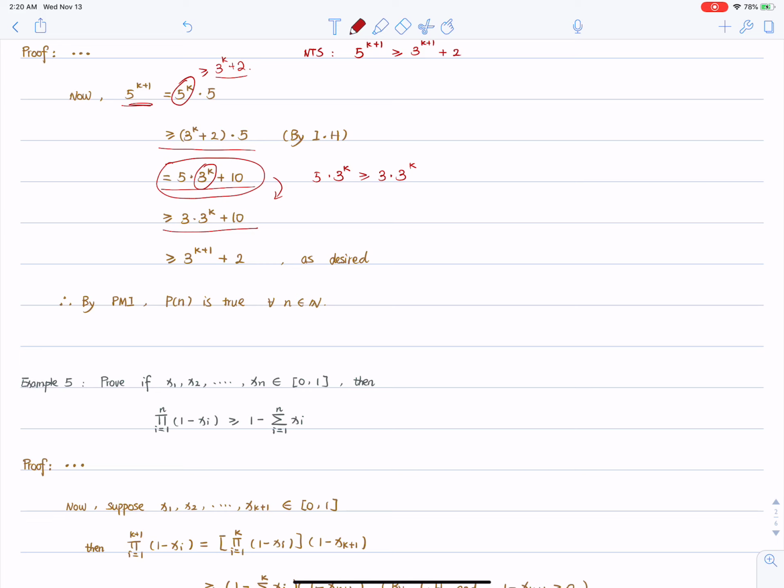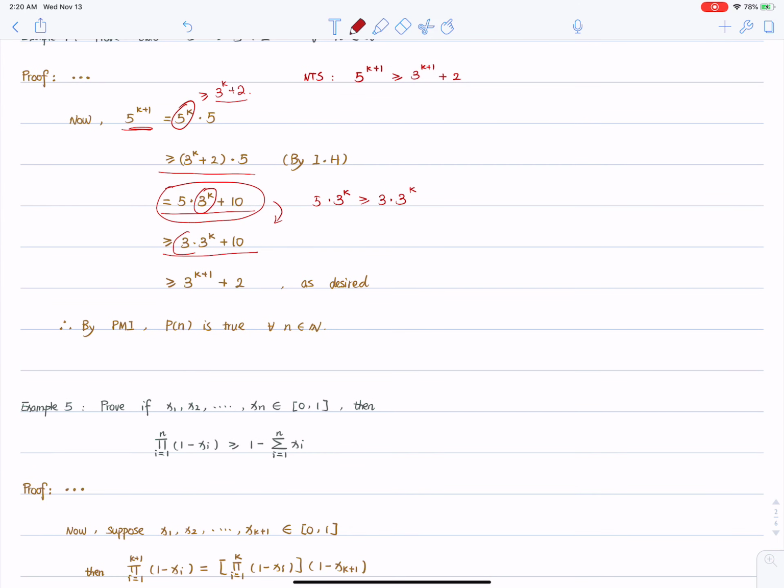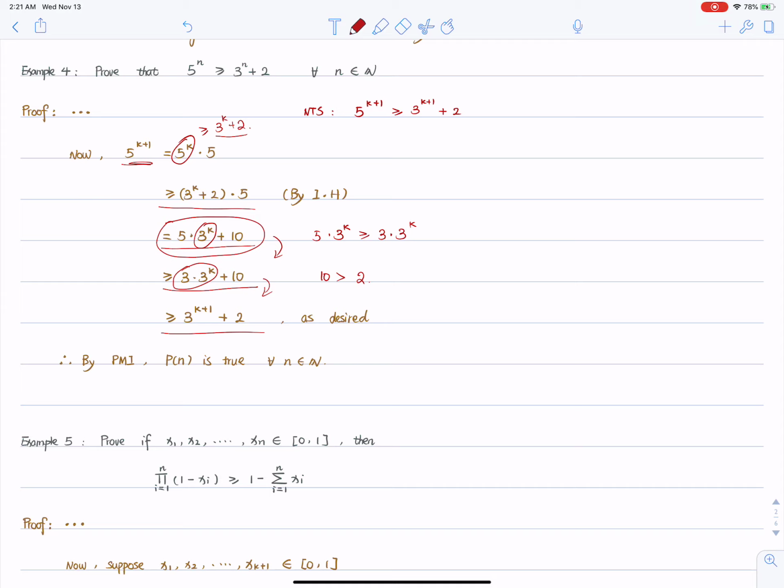Now our last step, you can combine those two together, which will give you 3 to the k plus 1. And we know that 10 is greater than 2, okay? Which means this whole thing would be greater than or equal to this, which is what we need, okay? Can I erase those again?